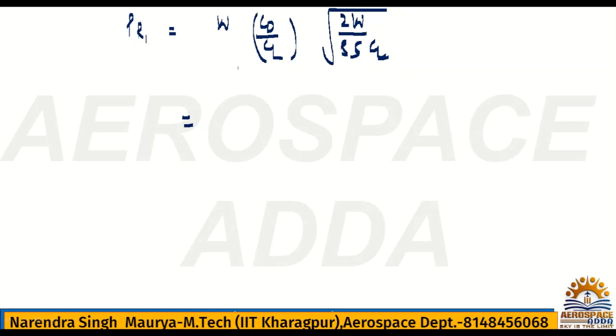What will be this value? You can do one thing. You can take this W inside or take this outside. It's your choice. Because all the constants I just want to keep in one box, I can write here: take this W inside. So it will be 2W, and if it goes inside, it will be W square. So W square into W will be W cube divided by rho S.